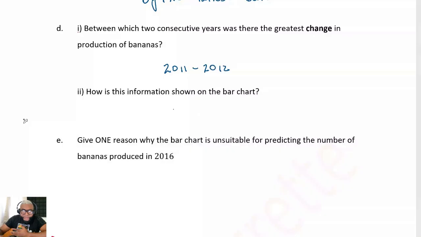How is this information shown in the bar chart? We could just put by the greatest decrease.